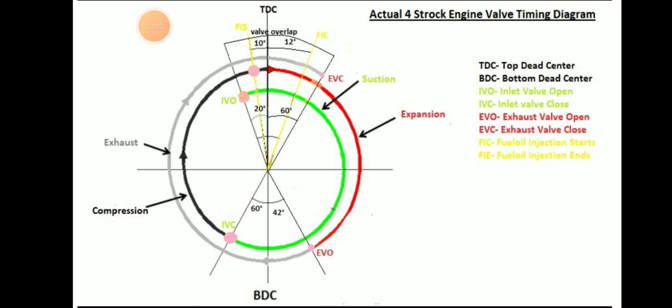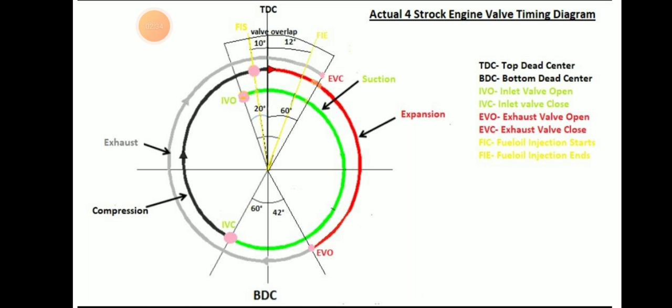Then the expansion stroke will begin. The expansion stroke will begin from TDC, and it will end towards the end of BDC. That is, at 42 degrees before BDC, the exhaust valve will open, and then the exhaust stroke will start. The exhaust stroke will continue till 60 degrees after the TDC, and then only the exhaust valve closes. This is what happens in the actual 4-stroke cycle engine valve timing diagram.